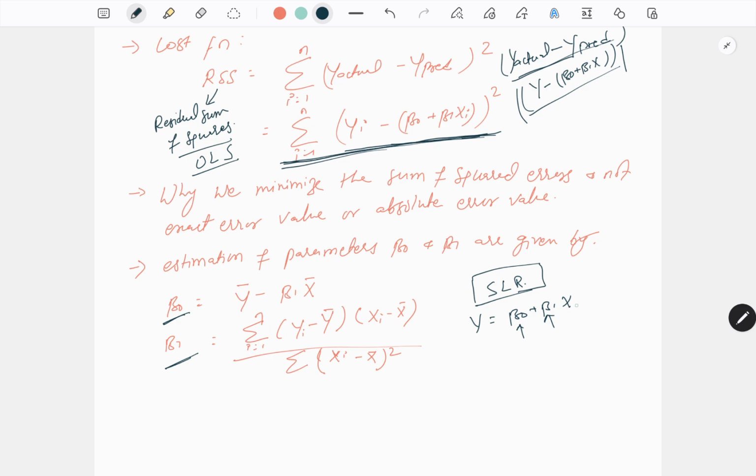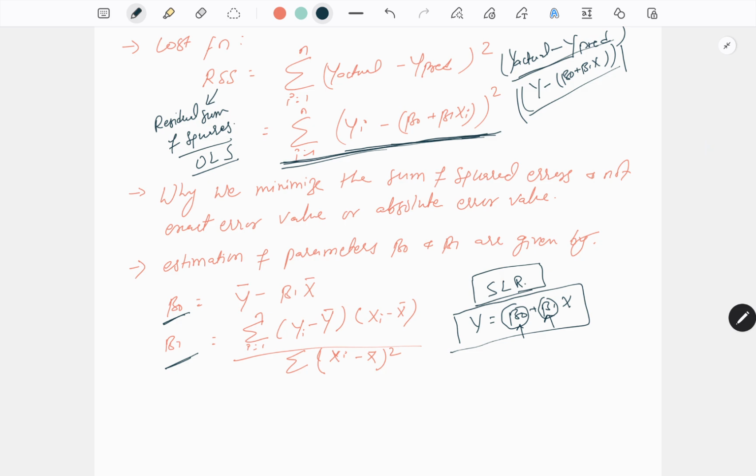If y is unknown, given the x, we can predict using beta naught and beta 1. This is simply building a simple linear regression. In building simple linear regression, we try to find the value of beta naught and beta 1. That's it in simple linear regression.